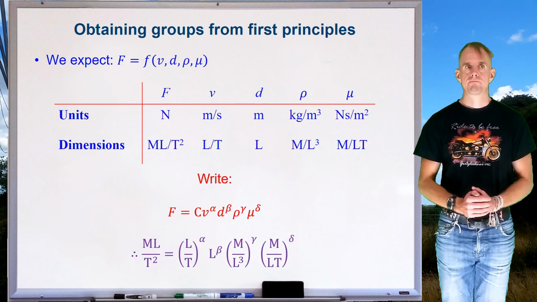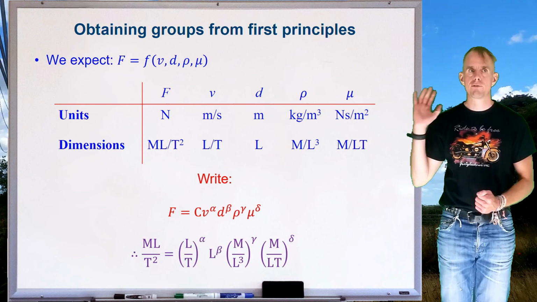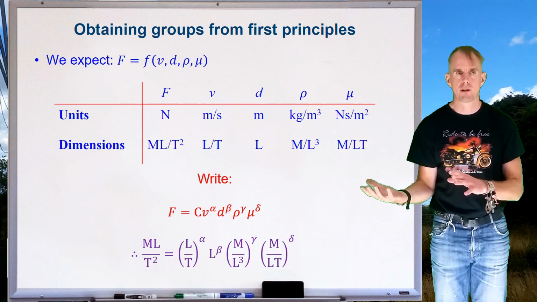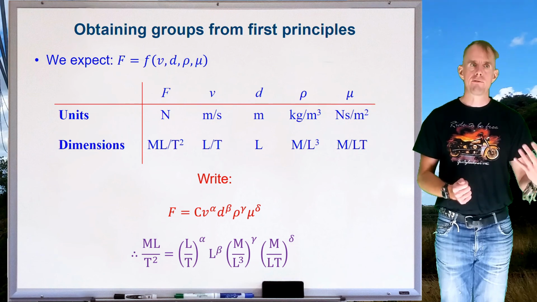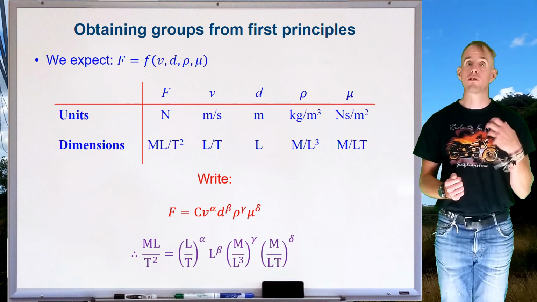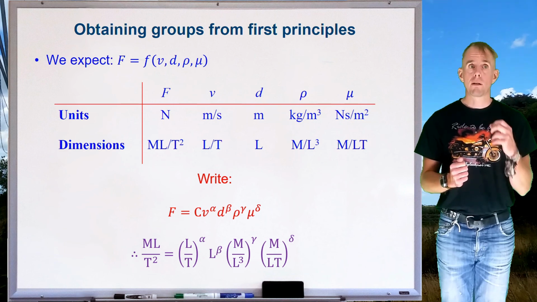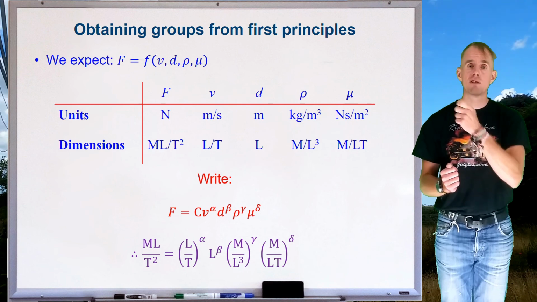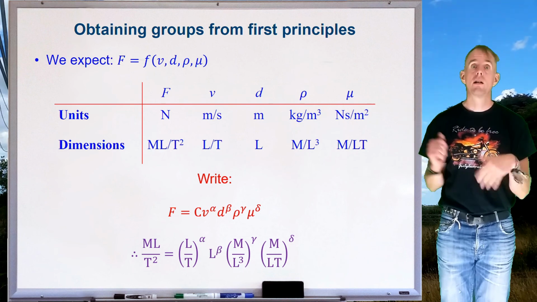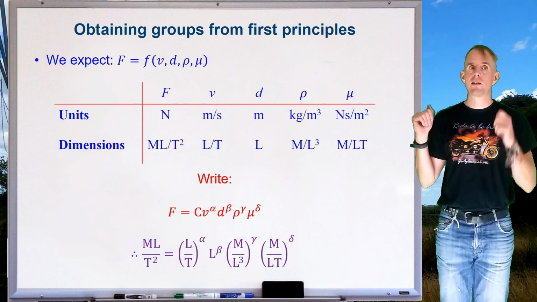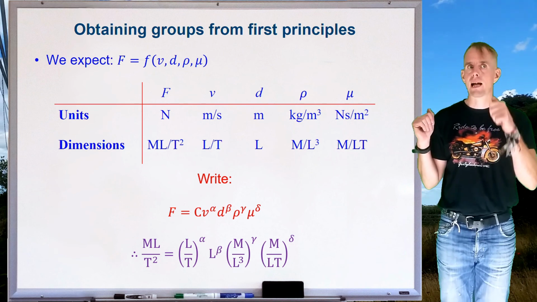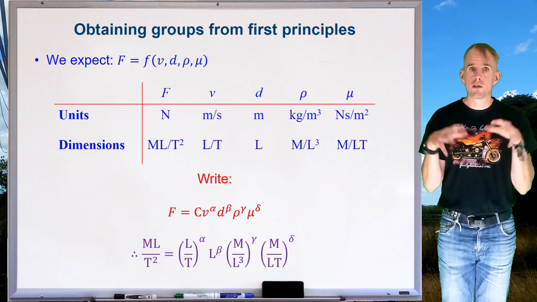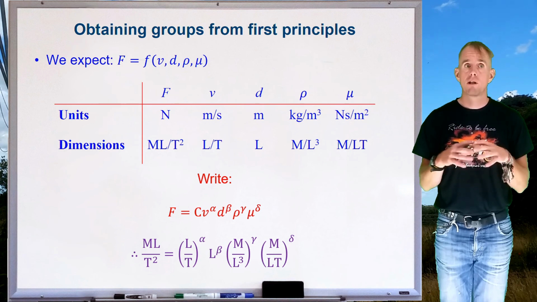Right, step two. What we're going to do is say, right, I need to find a relationship between F and everything else. So I'm going to say that my force F is equal to a numerical constant C, which is dimensionless, multiplied by each of the parameters in my problem raised to their own individual index. So F equals C, dimensionless numerical constant, V to the alpha, D to the beta, rho to the gamma, mu to the delta.